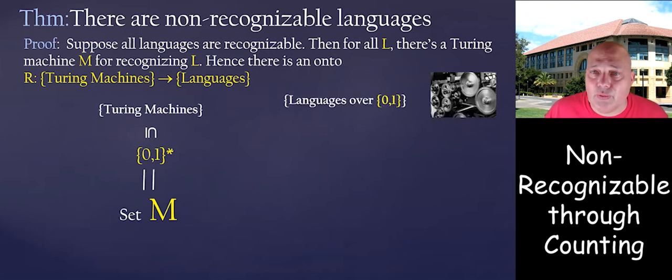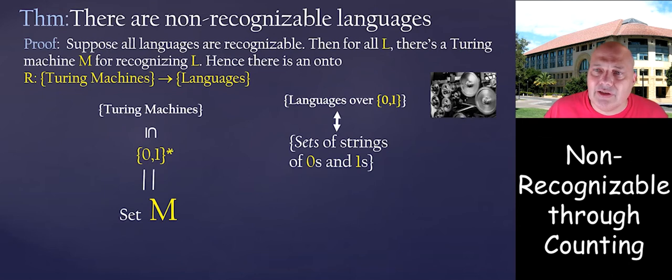Languages over 0, 1, what are those? These are a set of strings. So a language is the set of words in the language, and each word is a string. So for every subset of 0, 1 star, we have a language. So this is 2 to the M.